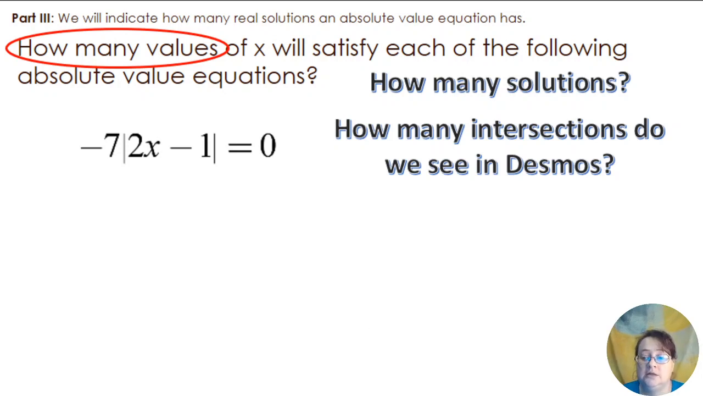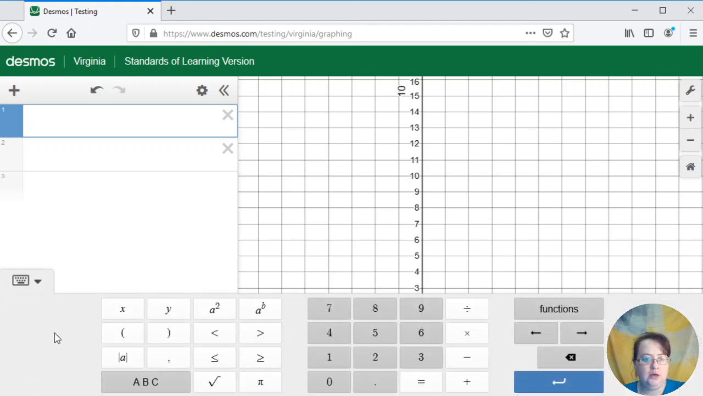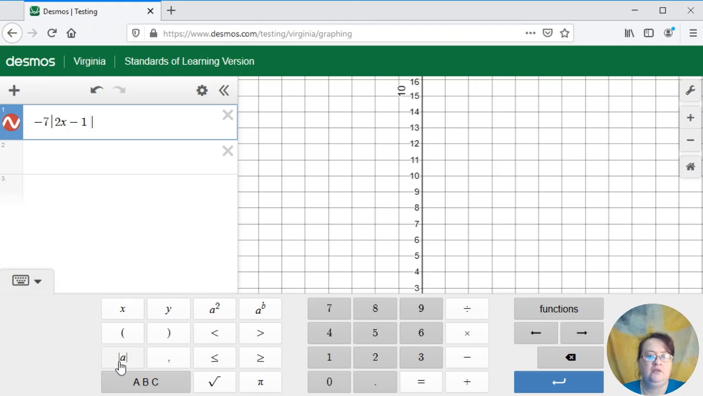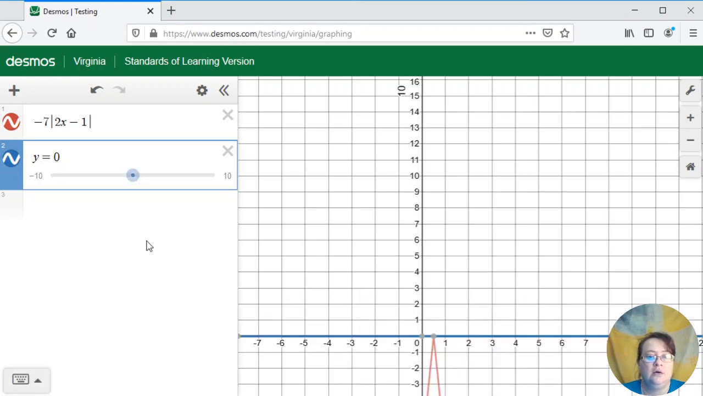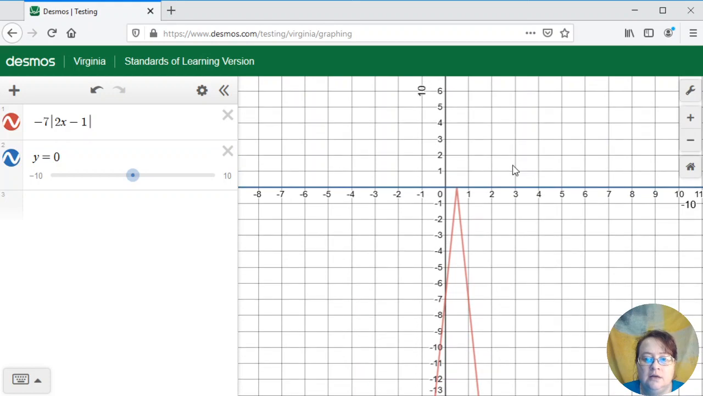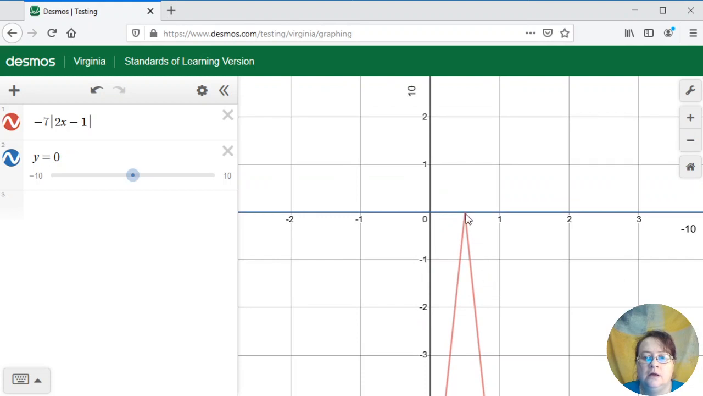So for this one, let's bring up our web browser again. And in the first bar, I'm going to bring up my keyboard. First, I need negative 7. Then I want my absolute value, 2x minus 1. And remember, we can't do the equal to 0 here because that won't give us our answer. On the second line, and then remember, if we have just a number, we need y equals that number. So if I look at this one, I can zoom in a little bit to see. And I can see we have one intersection right there.